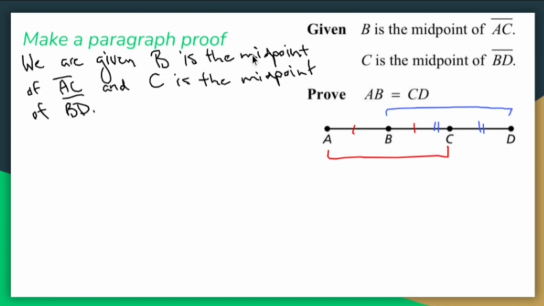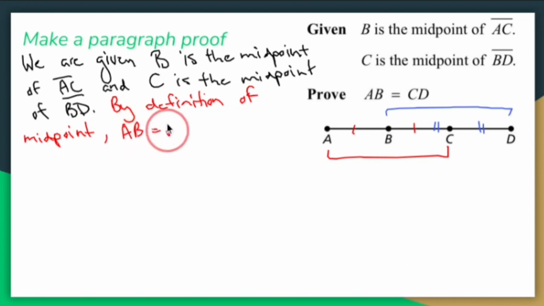Now, I also know what midpoint means. Midpoint means takes a line segment and cuts it in equal parts. So we could say by definition of midpoint, we could say that AB equals BC. And while we're at it, let's take care of this one too. And BC is congruent, or equal rather, to CD.